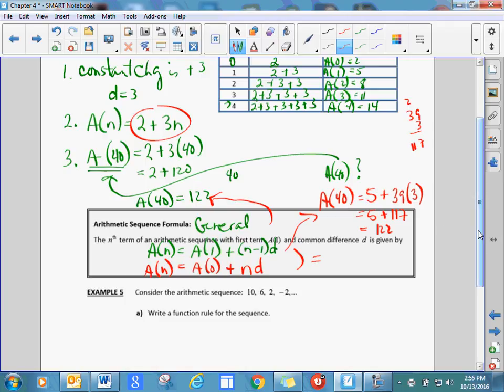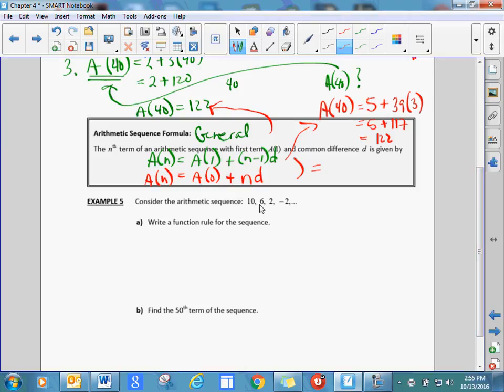So let's look at an example. Here's the sequence right here, 10, 6, 2, negative 2, and so on. So it's pretty obvious, I'm sure, for you guys to see we're going down by 4 each time, minus 4. So our d is minus 4. That's our constant change, and it's negative. So for the function rule, we can use either one, or we could try both.